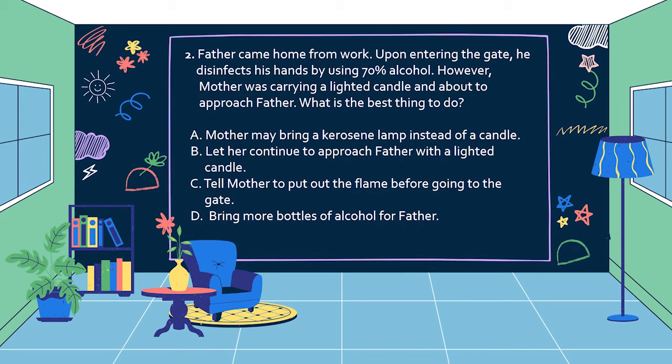Number 2. Father came home from work. Upon entering the gate, he disinfects his hands by using 70% alcohol. However, Mother was carrying a lighted candle and about to approach Father. What is the best thing to do?